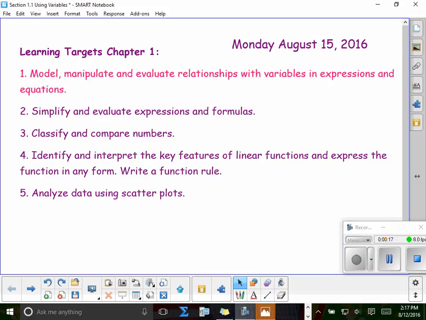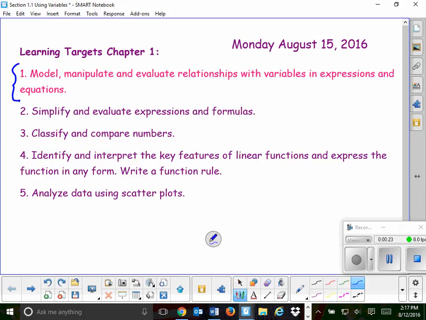The listed right here is what our learning target is: model, manipulate, and evaluate relationships with variables and expressions and equations. And you'll have a quiz on this learning target, you'll have a test on it.